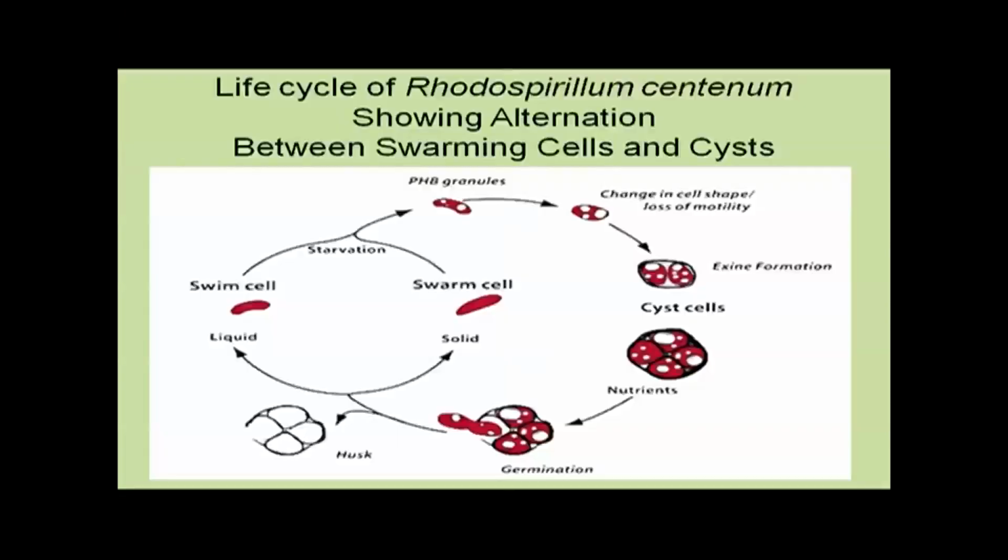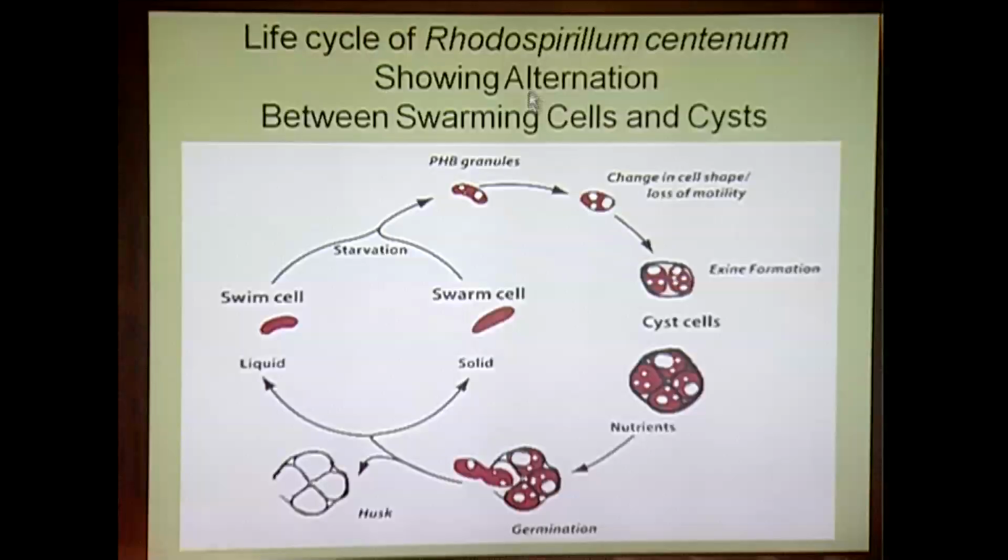But what is important here is that these cysts will deposit the nutrients and remain intact during unfavorable conditions, and with the advent of favorable situations they will germinate and produce new cells, and these cells can be swarming cells or cells which are swimming away from the existing cyst. And what is important, the cyst will remain as an empty shell, and this is called the husk. So in this particular Rhodospirillum centenum, you can see this unique life cycle which is alternating between cyst and swarm cells.